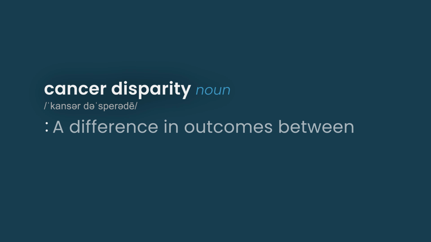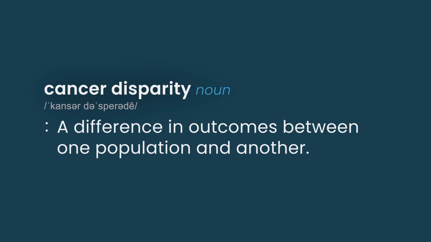Disparity essentially is a way to define a difference in terms of what you're seeing in a population. So, for example, when we talk about cancer disparities and we look at different patient populations, whether it's an ethnic population or a population from a different district, if we see a difference in terms of the outcomes for one population compared to the other, that can be a cancer disparity.